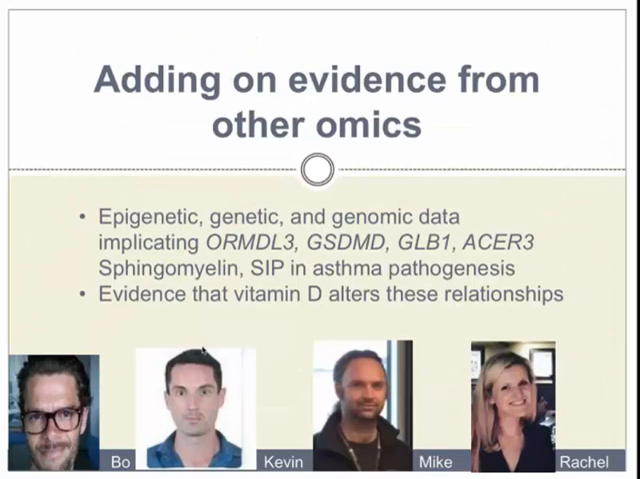Okay, so when we add on other evidence from other omics, what do we see? We see evidence from epigenetics, genetics, and genomics implicating ORMDL3, gasdermin, and 2 other genes in the sphingolipid pathway, sphingomyelin, S1P, many other metabolites in asthma pathogenesis, and evidence that vitamin D alters these relationships.